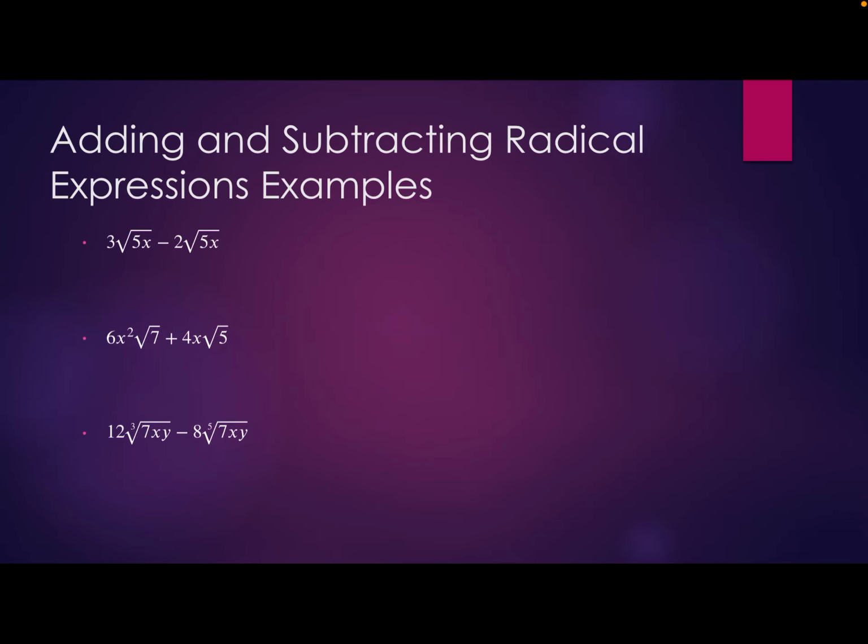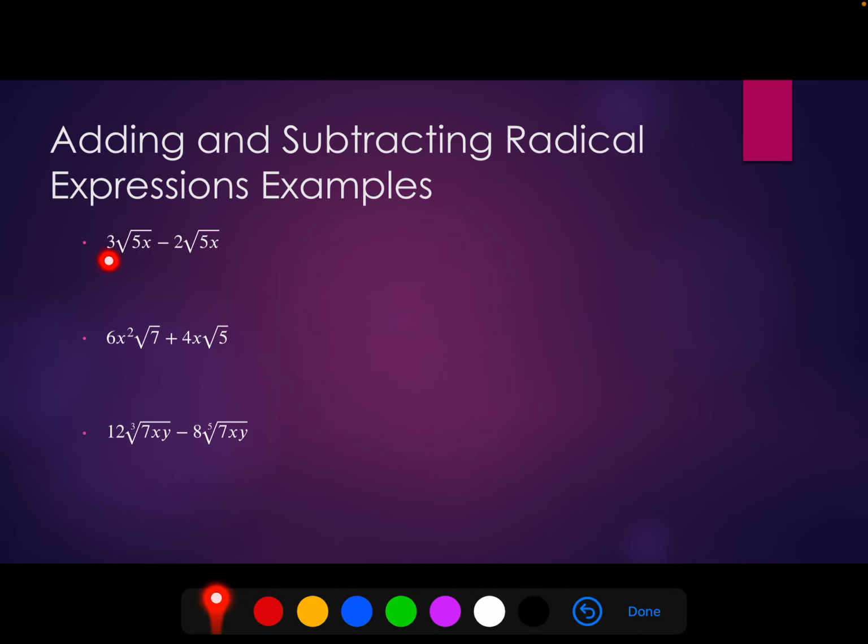All right, now let's take a look at some examples where we have to add and subtract these radical expressions. So first, we have 3 root 5x minus 2 root 5x. Before we can add or subtract them, we have to check: are our indexes the same and are our radicands the same? Well, these are both just square roots, so our index checks out, and the radicand is 5x for both of them, so we're all good. We can continue on with combining these terms.